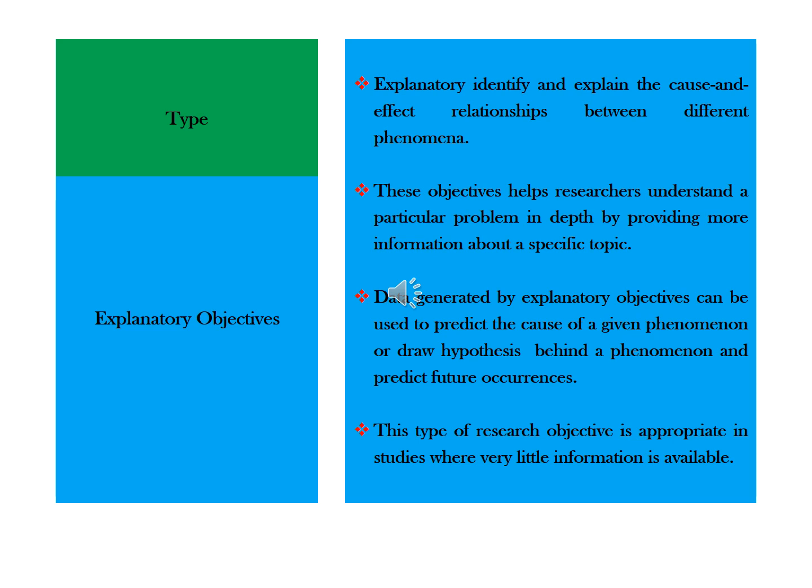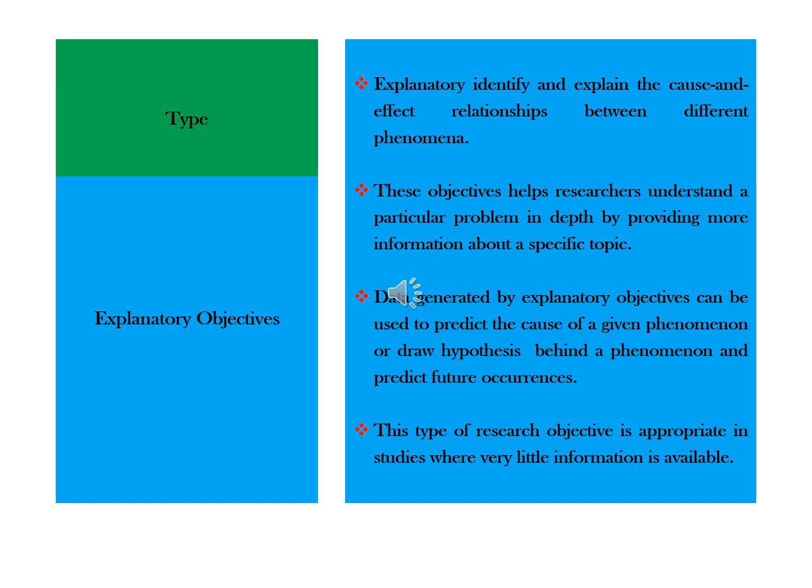The other type of objective is called explanatory objectives. These are types of objectives that seek to explain the cause and effect relationships between different phenomena. The objectives help researchers to understand a particular problem in depth by providing more information about a given topic or a given issue. The data that is generated by explanatory objectives can be used to predict the cause of a given phenomenon or draw hypotheses behind a given phenomenon and even predict future occurrences.